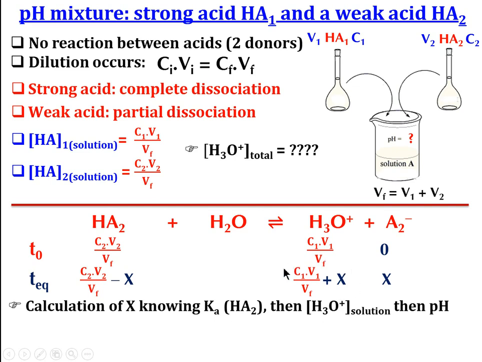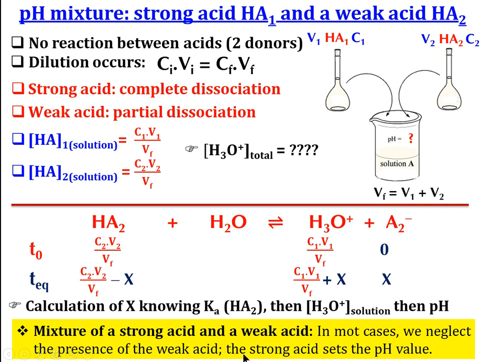Then, after calculation of x, the total concentration of H3O+ in the solution is equal to C1 V1 divided by V final plus x. So we now know the concentration of H3O+ in the solution. We apply pH equals minus log of H3O+ in the solution, and in this way we calculate the pH of the mixture of a strong acid with a weak acid.